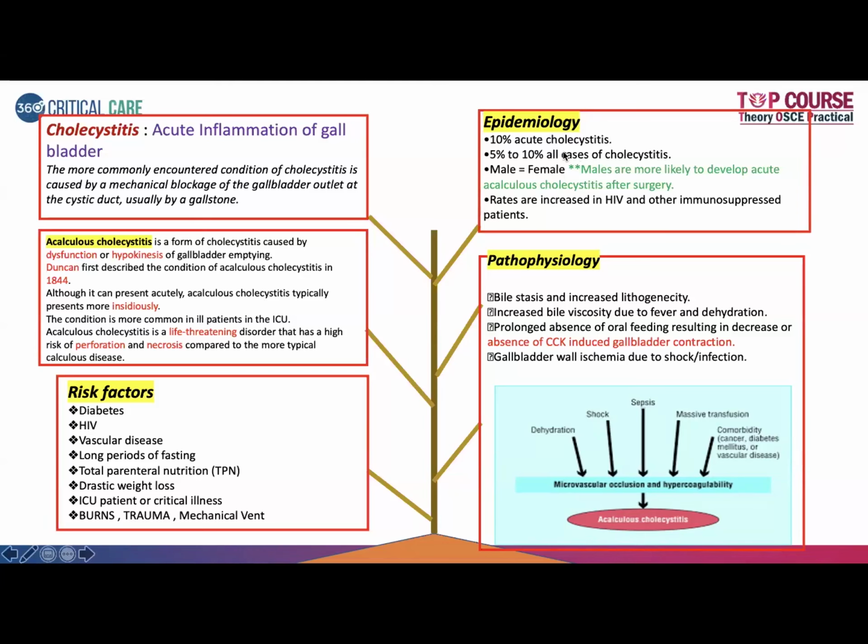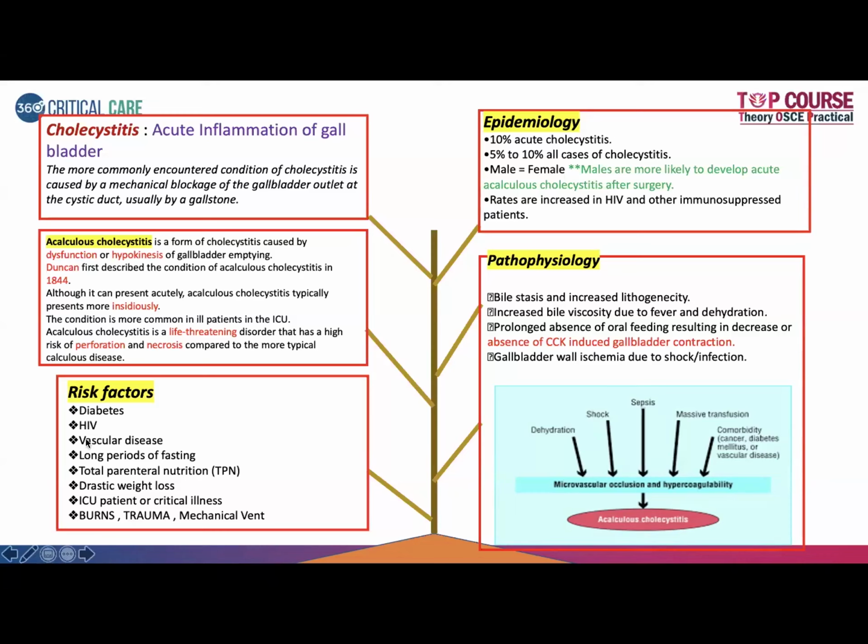When we look at the epidemiology, it is almost 10% of acute cholecystitis and most common in males. Okay, more likely to develop after surgery, and increased rates in immunocompromised patients and patients with retroviral illness. So what is the pathophysiology? It is mainly due to bile stasis, increased lithogenicity, so increased bile viscosity due to fever.